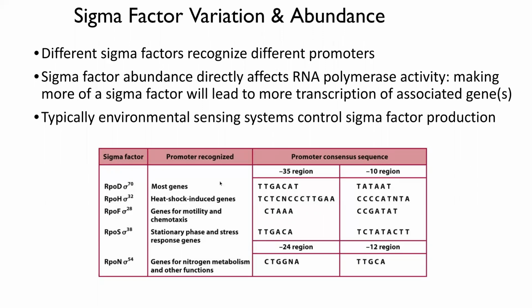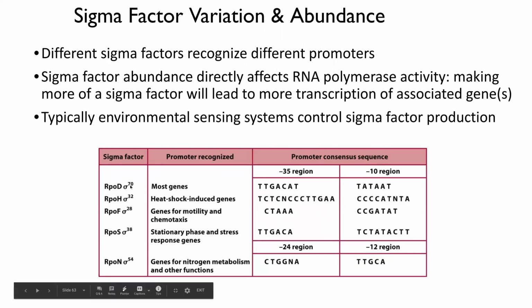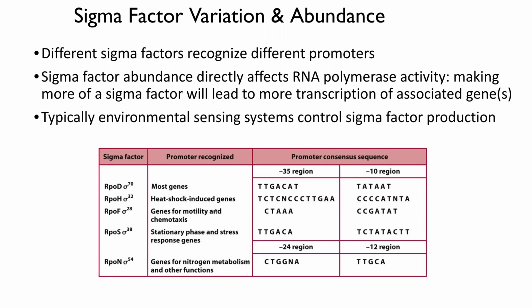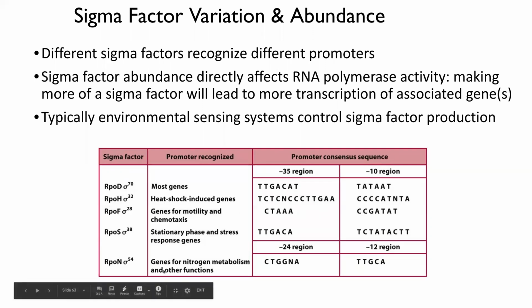And so there are multiple different types of sigma factors. So we have a few of them: RpoD, H, F, S, and N. And so this RpoD actually recognizes most genes. RpoH recognizes heat shock genes, whereas RpoN actually only recognizes genes for nitrogen metabolism. But you notice that they all attach to the minus 35 or the minus 10. But I will say this RpoN is special and it targets minus 24 and minus 12. It's a special case here.